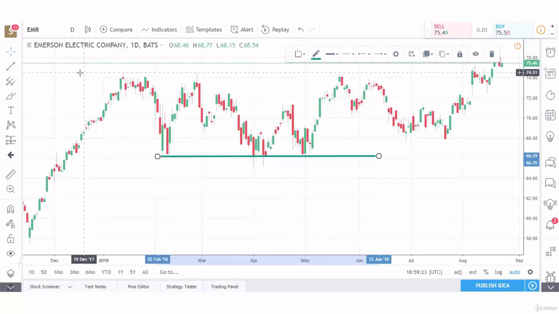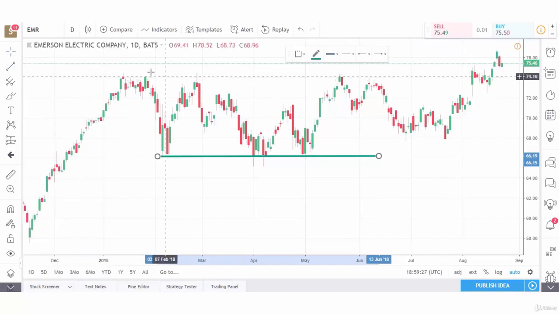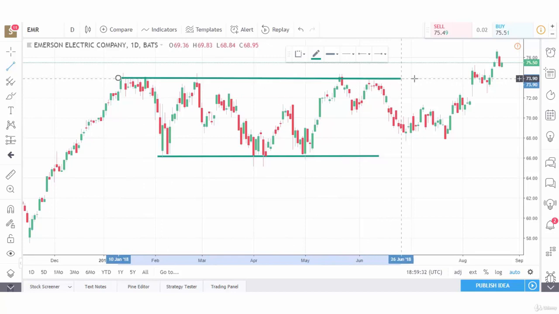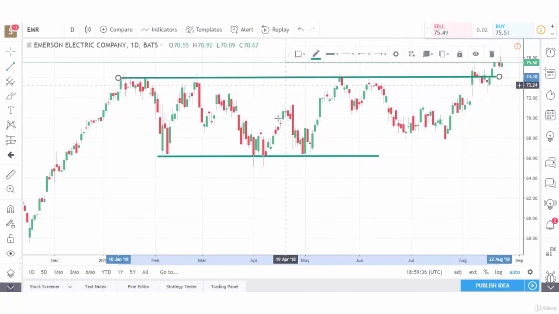And I'll draw now the resistance level in the same way. I'm going to click and click again. And now we have both our support and resistance level. As you can see, you can make several trades in this stock over the course of the year using these levels. Selling when the stock gets in the $74 range, and then buying back the stock when it gets somewhere in the $66 to $67 range.